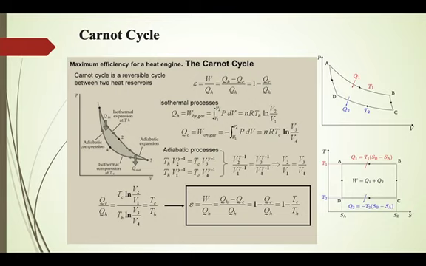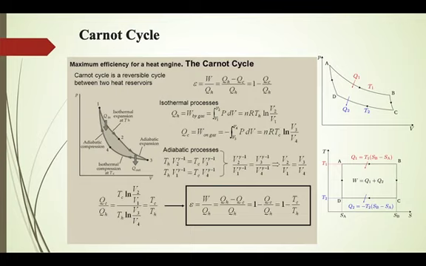Before moving on to practical air standard cycles, we will see the Carnot cycle. You are all familiar with the Carnot cycle and have seen it in your previous classes. The Carnot cycle, as you know, gives the maximum efficiency that is possible. It was developed by Nicolas Carnot in 1824 and it is the most efficient heat engine cycle.